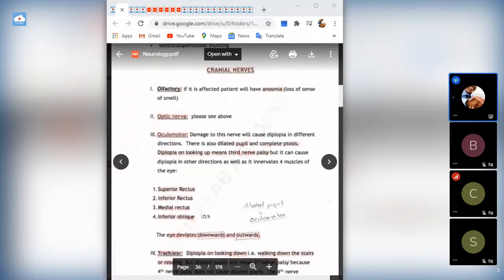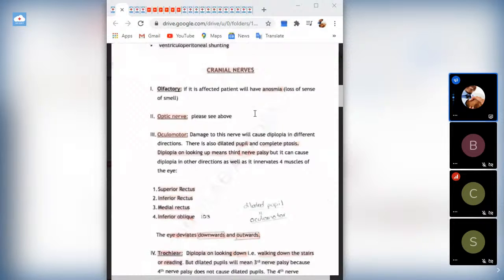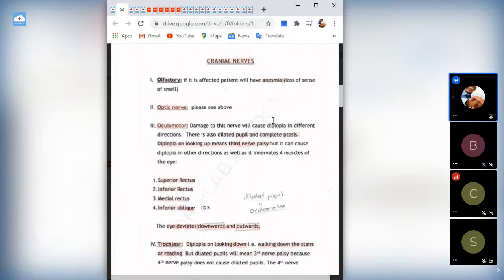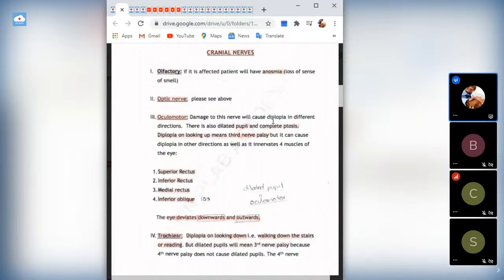Okay, so we've talked about optic nerve. Today we are going to discuss oculomotor nerve, and we're going to be discussing it together with trochlear nerve and abducens. So nerve 3, 4, and 6, they go together because they are all involved in the supply to extraocular muscles. Okay, so oculomotor nerve basically supplies all extraocular muscles.